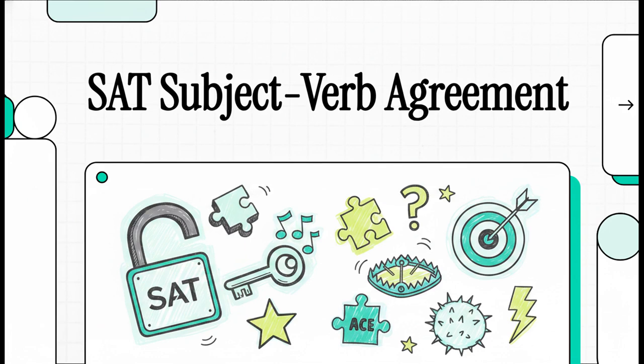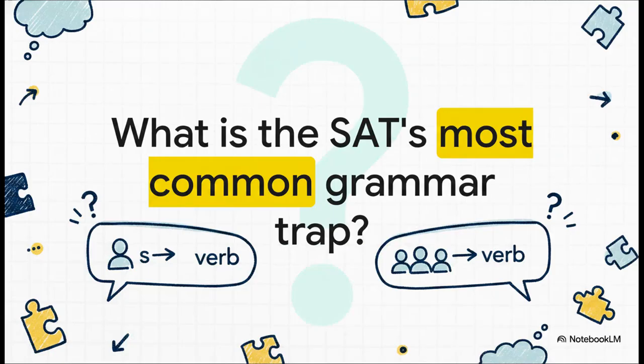So let's do this. Let me ask you a question. What do you think is the SAT's number one most common grammar trap? The one thing they use over and over again to trip people up. It's not some obscure vocabulary word. Nope, it's something that looks simple on the surface, but it hides a really clever trick. And that trap is all about subject-verb agreement.